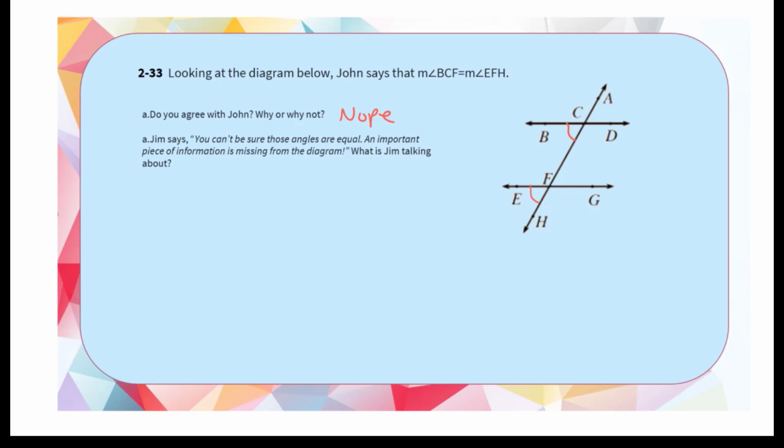And then Jim says, you can't be sure those angles are equal. An important piece of information is missing from the diagram. What is Jim talking about? In order for us to assume that these two angles are equal, we would need to know that BD is parallel to EG. And we don't know that. The markings are missing. So we would need to know that.